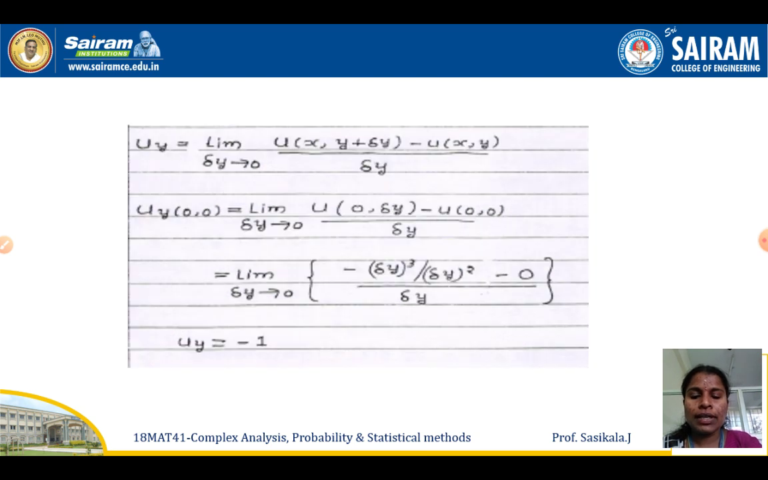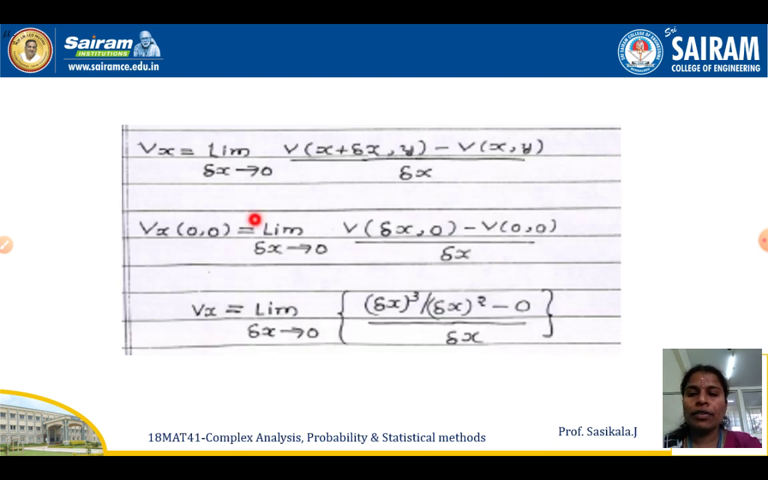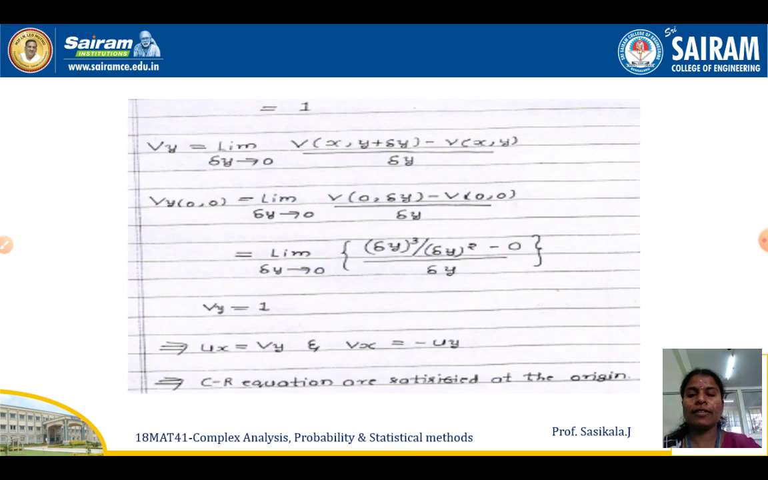So what I'll get is a term: minus of delta y the whole cube by delta y the whole square, minus 0, by delta y, which is uy, which is equal to minus 1. So now you can find the similar vx term. So vx is the limit as delta x tends to 0 of v of x plus delta x comma y minus v of x comma y, by delta x. Now vx of 0 comma 0 you can replace. I will get similarly delta x the whole cube by delta x the whole square minus 0 by delta x, where the limit as delta x tends to 0, the answer will be equal to 1.